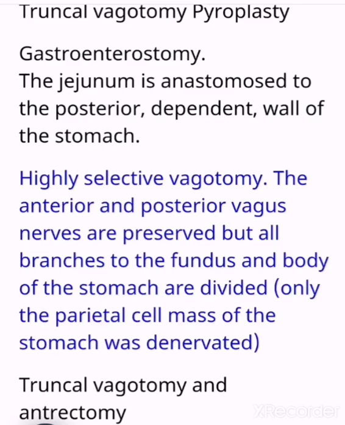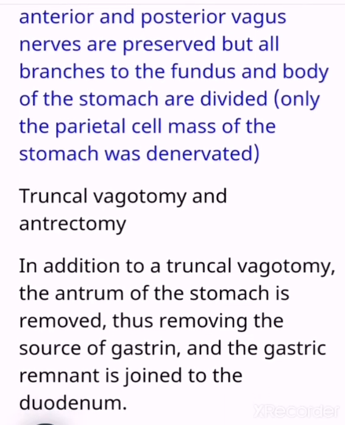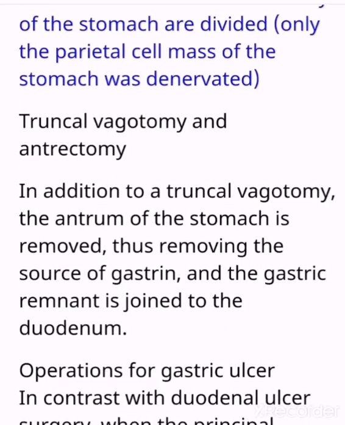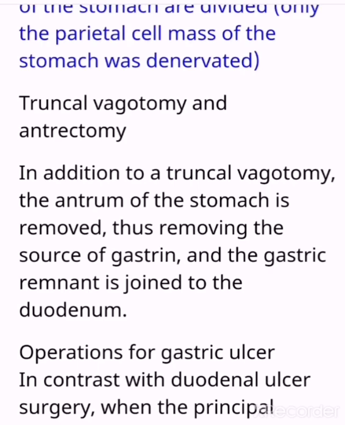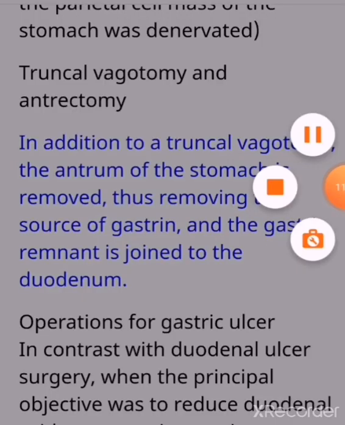Highly selective vagotomy. The anterior and posterior vagus nerves are preserved, but all branches to the fundus and body of the stomach are divided. Only the parietal cell mass of the stomach was denervated. Truncal vagotomy and antrectomy. In addition to a truncal vagotomy, the antrum of the stomach is removed, thus removing the source of gastrin, and the gastric remnant is joined to the duodenum.